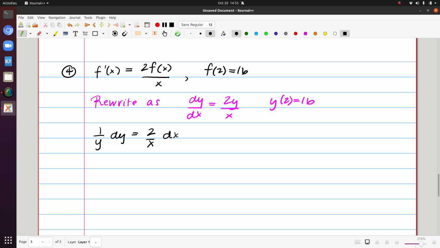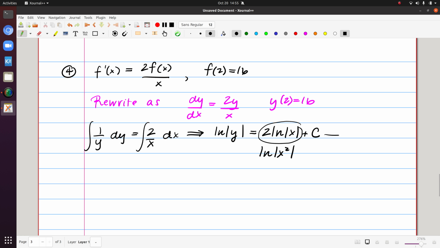That 2 can stay where it is, or I could have brought it down into the denominator with y. Either is fine. So anti-differentiating both sides, I'm going to get the natural log of the absolute value of y is equal to twice the natural log of the absolute value of x plus c. Now, much like we just observed in the last part, I can tell that I'm going to be heading towards exponentiating both sides. So I would like to rewrite this as the natural log of x squared using my log properties. Then when I raise e to both sides, I'm going to get y equals e to the natural log of x squared plus c.